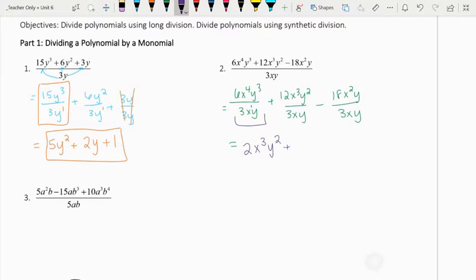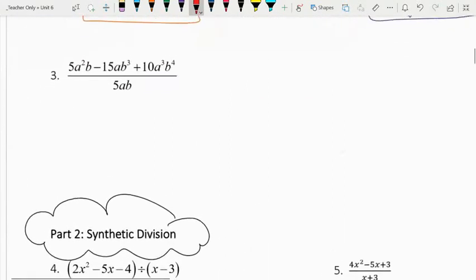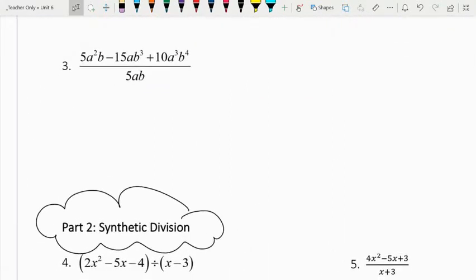Next one, 12 divided by 3 is 4. x to the third over x becomes x squared. y squared over y becomes y. And then our last one, 18 divided by 3 is 6. x squared over x is just x, and the y's end up canceling. If we can combine like terms, we should, but in this case, none of these can be combined. So go ahead and try number 3 on your own. I would pause the video really quick.